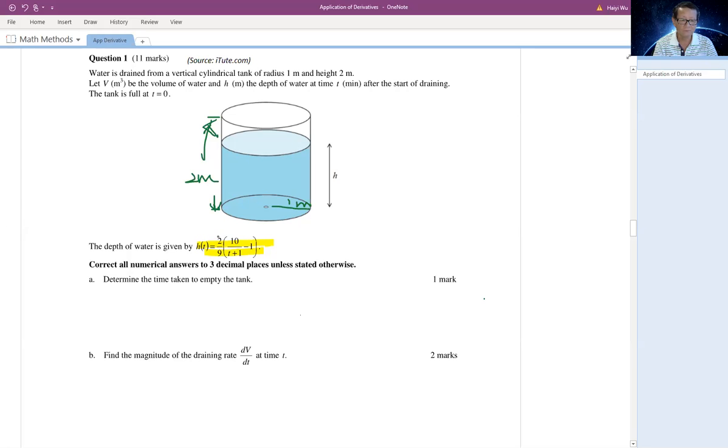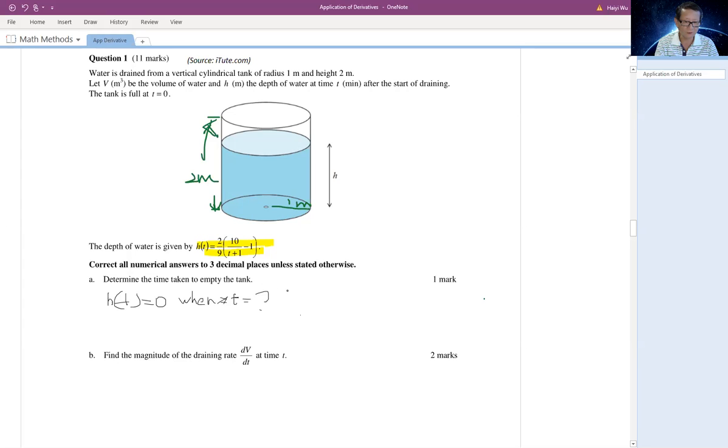So first, we need to determine the time taken to empty the water tank. What does that mean? An empty water tank means the draining height, I'll call it HT, is equal to 0. So when T equals what? The HT equals 0.